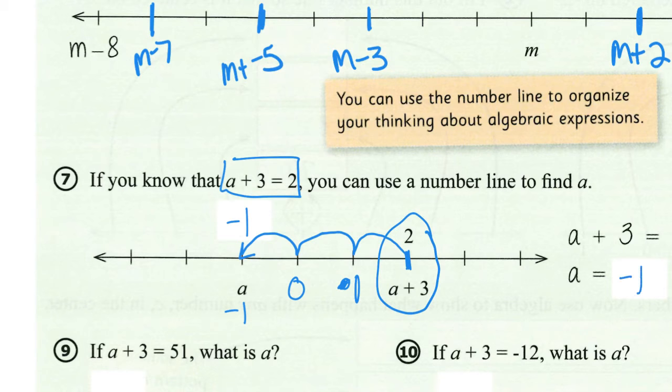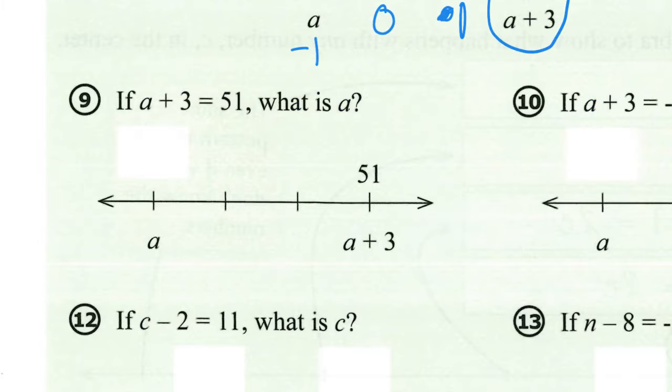So a has to be -1. Similar problem here in number 9. If a plus 3 equals 51, that means they're the same thing. They're at the same spot in the number line. And so to get to a, I just am going back 3.